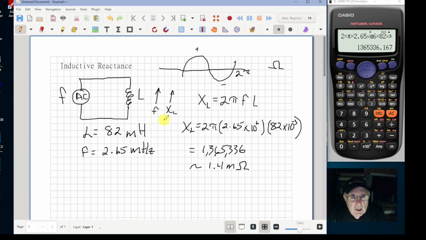And as frequency changes, that's directly proportional to the change in this. If frequency were going down, then the reactance goes down. All right. Next, we will look at capacitive reactance, and we'll see that we have an inverse relationship there.